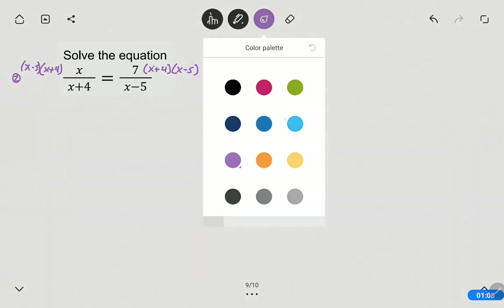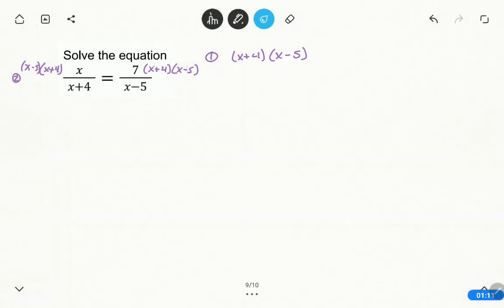And some things here should cancel as we do this. On the right side, the x minus 5s, and on the left side, the x plus 4s. Giving us just x times x minus 5 on our left side, and 7 times x plus 4 on the right.